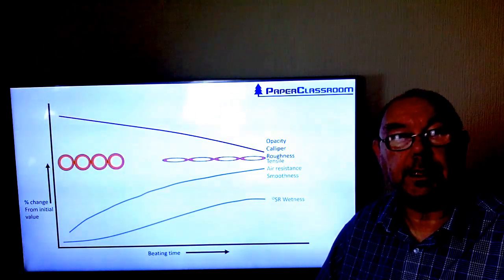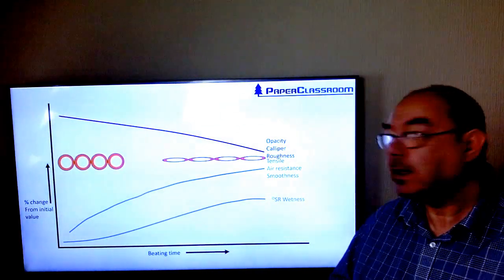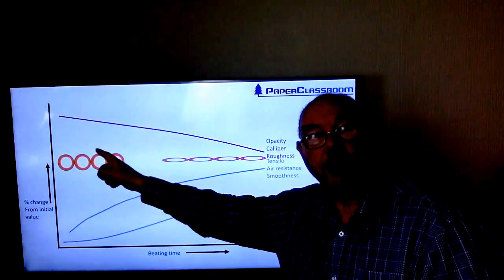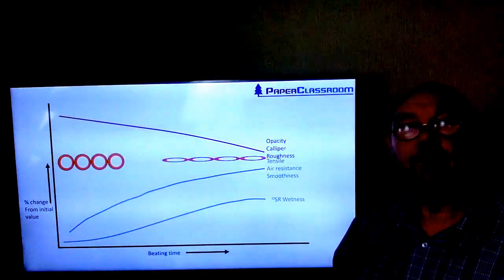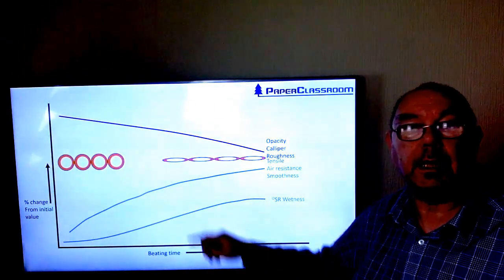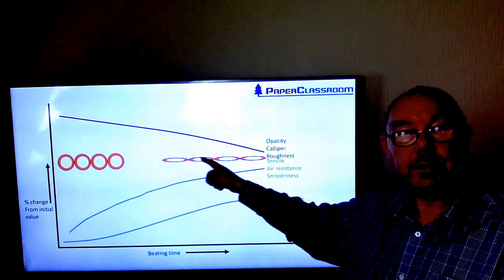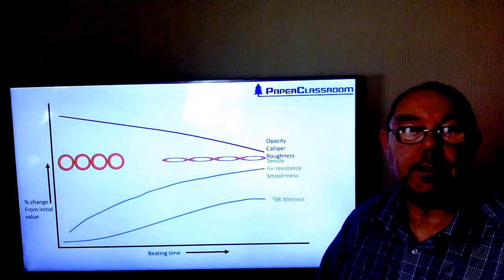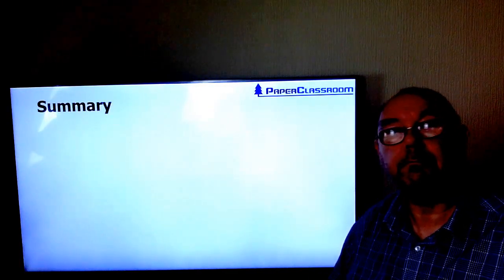Next we need to look at the caliper of the sheet. Here you can see we have our unrefined fibres or unbeaten fibres, still like tubes. During the refining and beating process the lumen collapses so they become a lot flatter, and therefore you've increased the smoothness of your sheet. Decrease the roughness or increase the smoothness, depending on what property you prefer to measure.